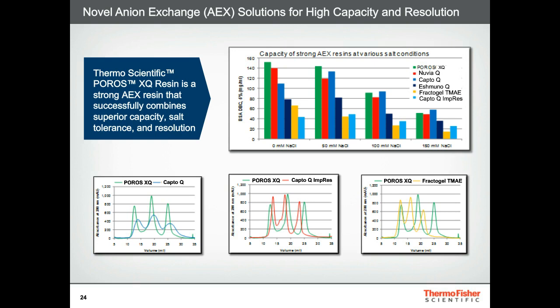Purification processes need to be efficient, which means that each unit operation needs to drive a purity gain. Therefore, a unit operation that simply provides capture concentration is not beneficial to the overall purification process. In the next graph, we have Capto Impress. And while it does have similar resolution, it does not have the binding capacity and salt tolerance as shown above. POROS XQ is the only resin that combines high resolution with high binding capacity in a wide range of salt concentrations.